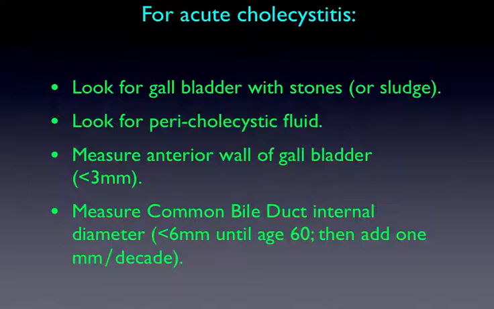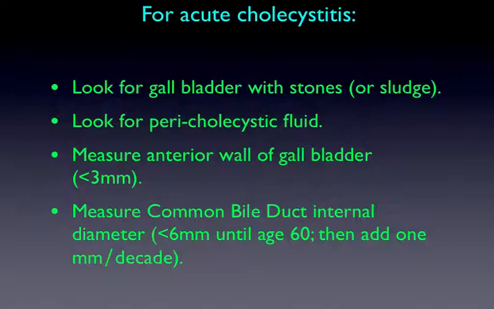We measure the anterior wall of the gallbladder, which is normally less than 3 millimeters. If it's greater than 3 millimeters, then the gallbladder wall is thicker than normal. Why is it thicker than normal? As with any inflammation, the gallbladder can get edematous. And when the gallbladder has enough edema, some of it weeps around the gallbladder, and that gives the pericholecystic fluid. And we'll see later why we measure the anterior wall of the gallbladder. There's a lot of artifact on the posterior wall.